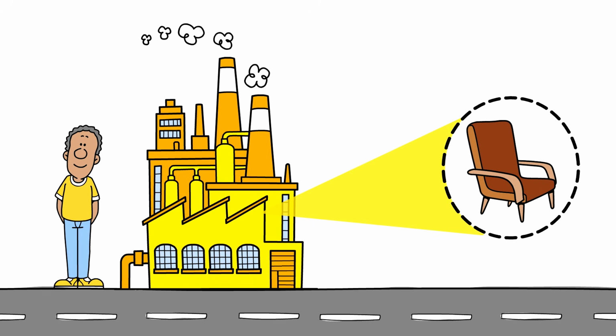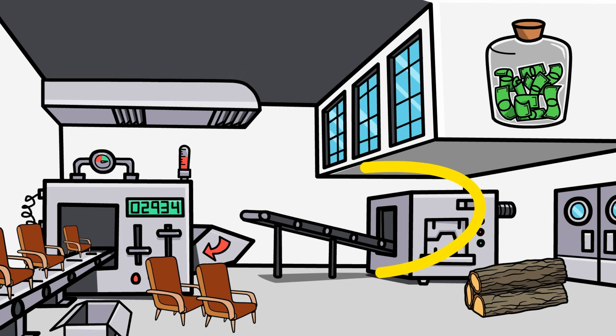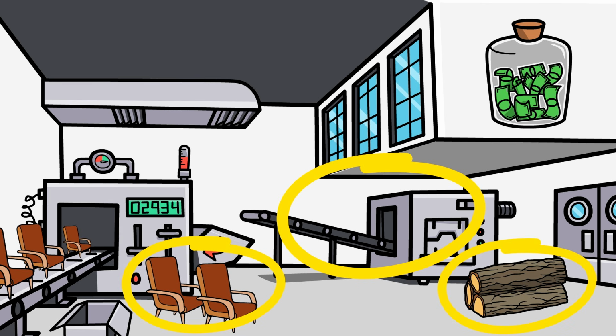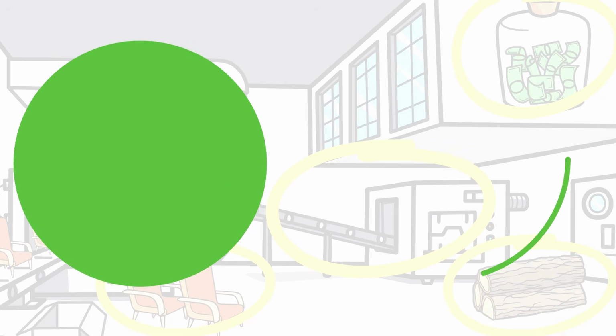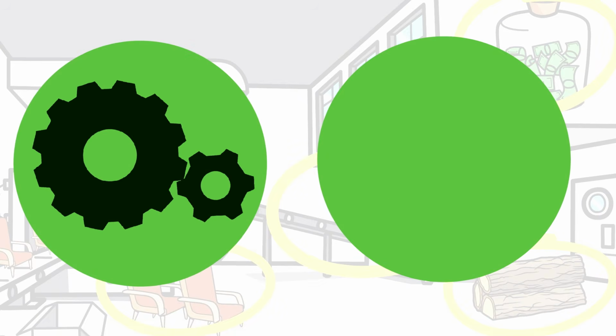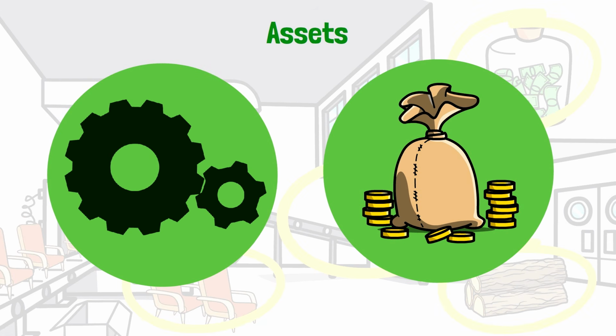Some of your assets will be the factory building itself, the machinery used to cut and assemble the wood, the raw materials like the timber, finished chairs ready to sell, and cash in your business bank account. All of those things help your factory operate and make money. That's why they are considered assets.